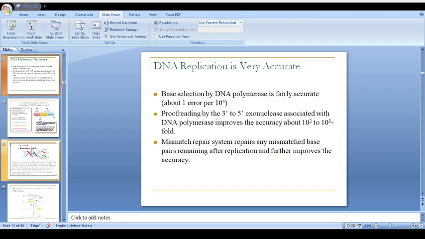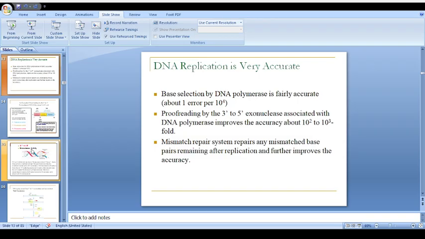The base selection by the DNA polymerase is fairly accurate. About 1 error per 10 to the power 4 nucleotides happens. Fortunately, we have the proofreading mechanism in the case of the DNA polymerase with 3' to 5' exonuclease function, which improves the accuracy by 10 to the power 2 to 10 to the power 3 fold, and can proofread and remove the mismatched nucleotides or mistaken nucleotides.